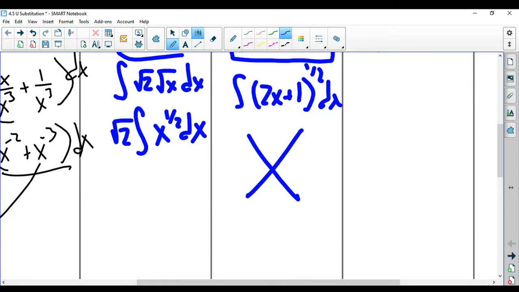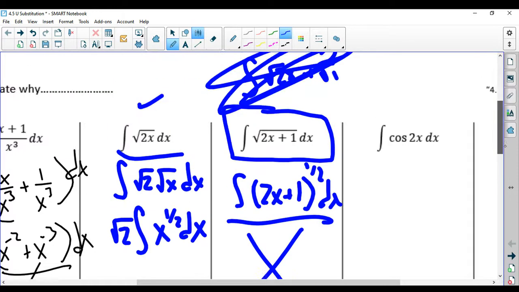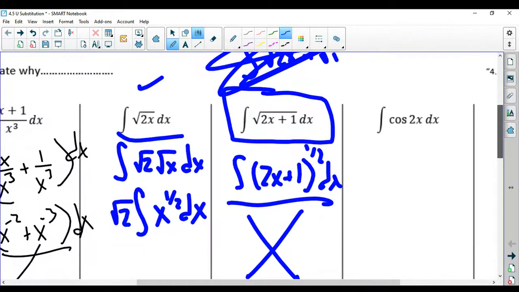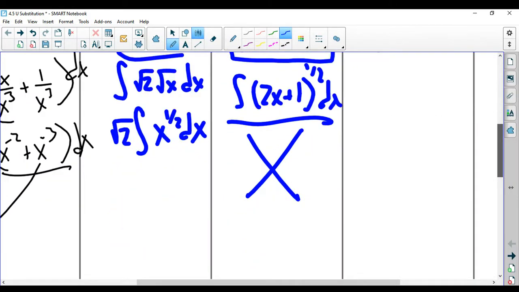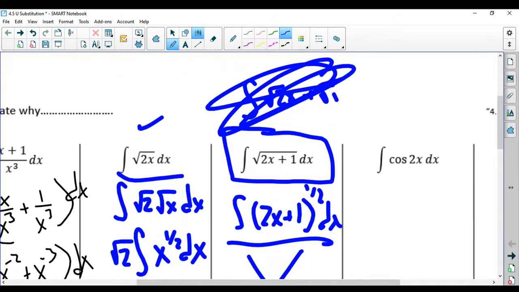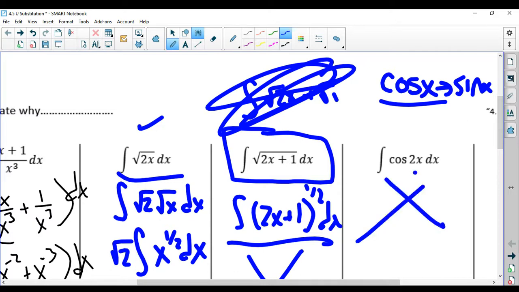After this section, we will be able to do this one and problems like it. Two more quickly. The cosine of 2x. Well, with trig, it's either we can do it or we can't. So we know we can integrate cosine of x. That becomes sine of x. But that's all we can do, cosine of x. If it's cosine of 2x, we're out of luck until we get through this section. So this one we cannot do right now.